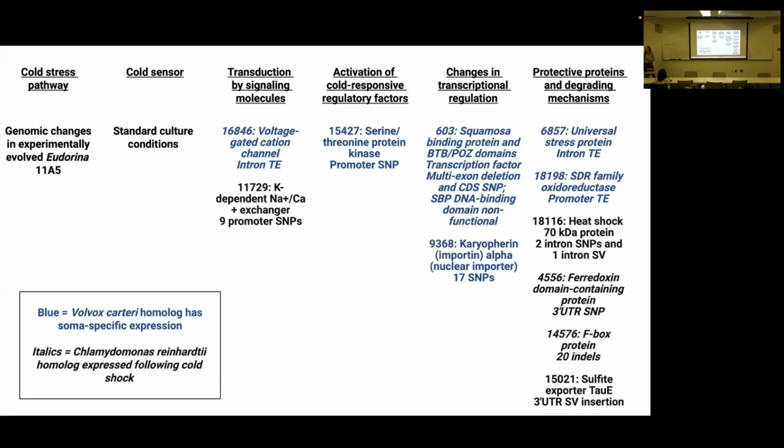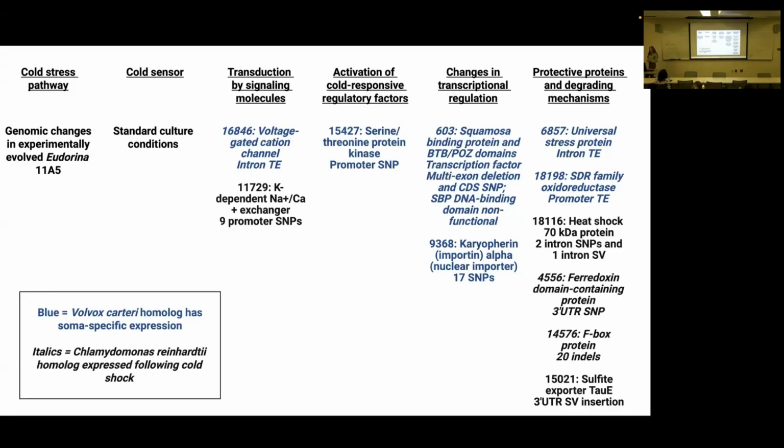This particular SBP gene also had a BTB/POZ domain. These are repressors. So this is a transcription factor that most likely acts as a repressor. And in Chlamydomonas, the homolog of this gene is downregulated in response to environmental stress.